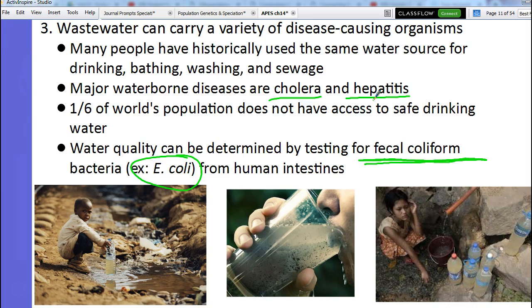One-sixth of the world's population does not have access to safe drinking water. A lot of times we'll test water quality by testing for E. coli, or what we call fecal coliform bacteria. This is bacteria that grows in fecal matter, feces, right? And one of those is E. coli. So if we test it, we know that there's probably untreated sewage in that water, and it's probably not safe.